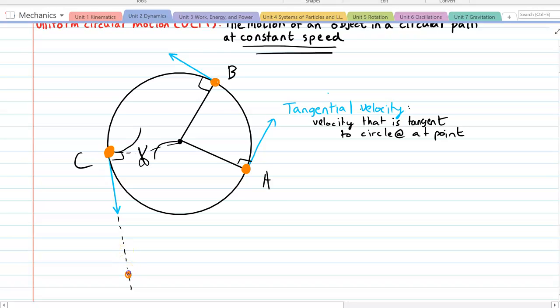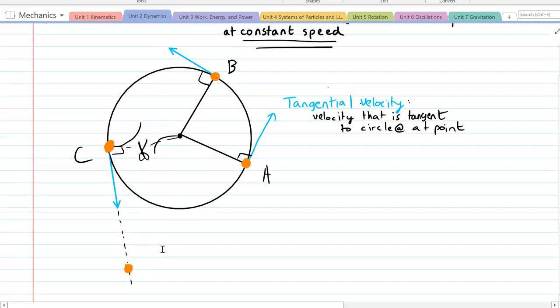And let's say maybe 3 seconds later it's here, for example, right? It's going to keep going along this. It's not going to curve any sort of way. It's just going to keep going because of this tangential velocity that it has. It has this direction. It's pointing in this direction, no other direction.